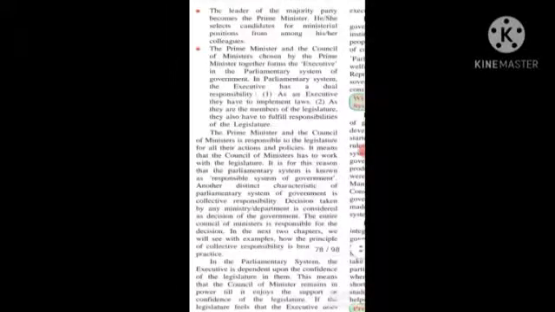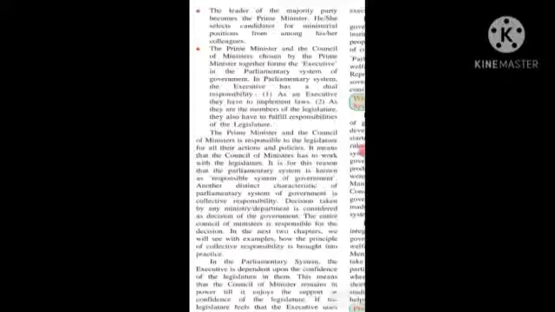So the question will come, why is the parliamentary system known as the system of responsible government? Then you have to write: the Prime Minister and the Council of Ministers is responsible to the legislature for all the actions and policies. It means that the Council of Ministers has to work with the legislature, and for that reason the parliamentary system is known as the responsible system of government.